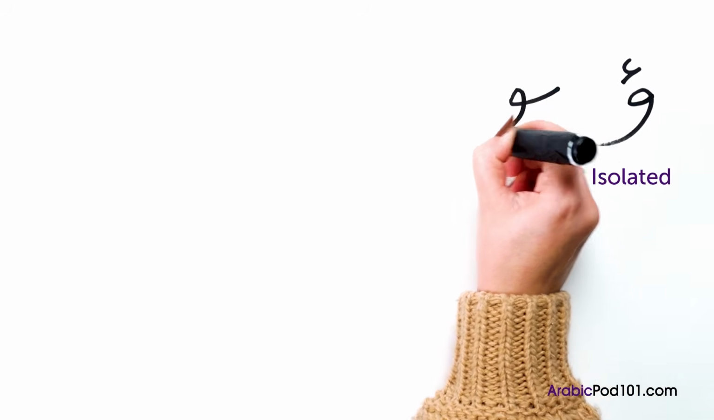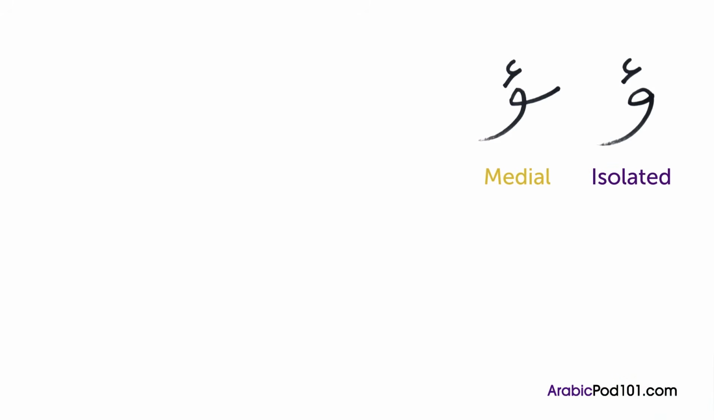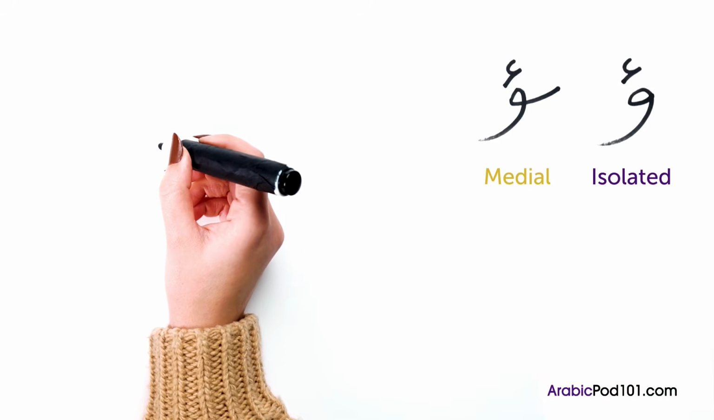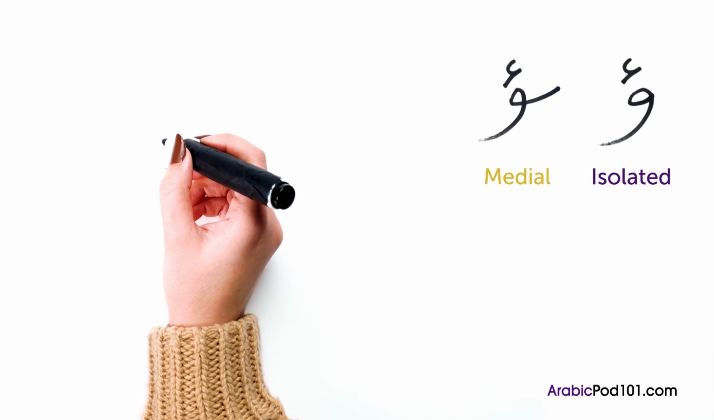This one is used when the voweling of the letter before the glottal stop is dhamma. It's usually found in the medial form. Let's see what it looks like. It's a waw with a hamza on top of it. Isolated. Medial. Now let's take a look at some words containing this letter.